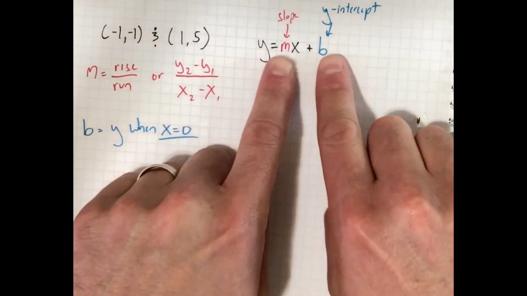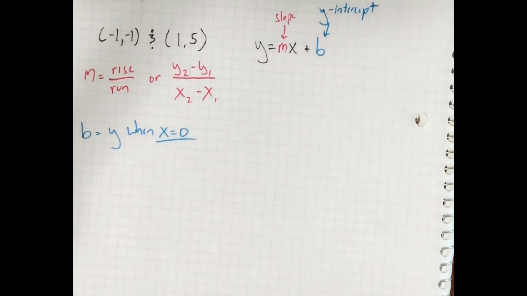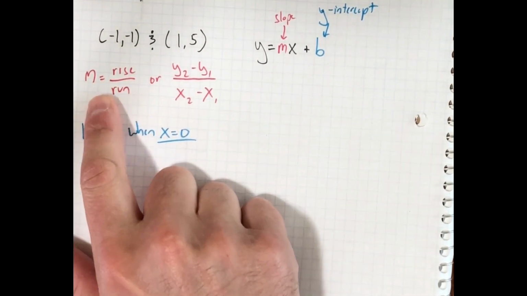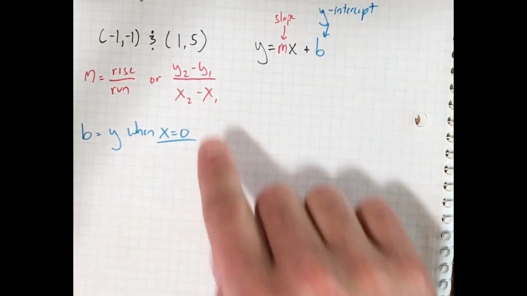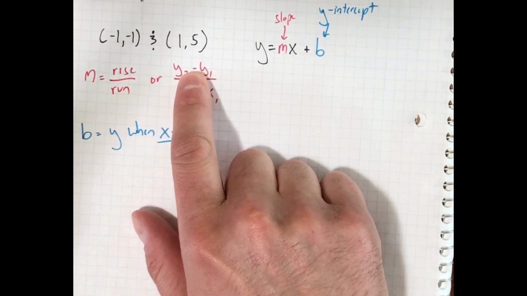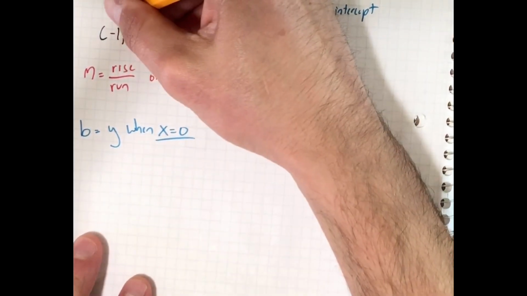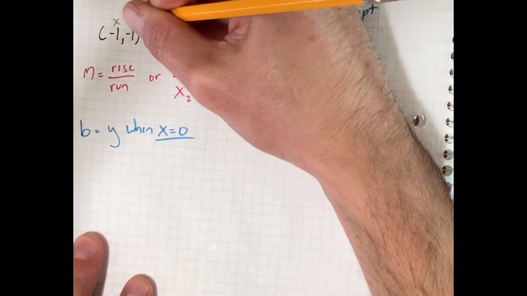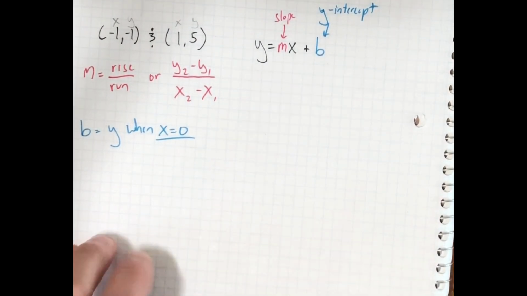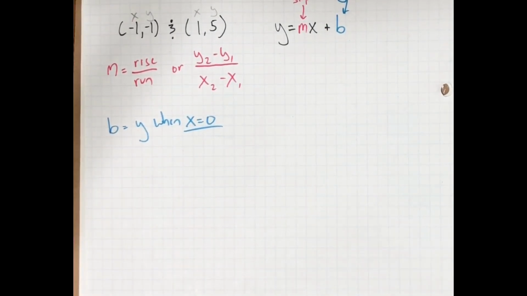Once I have both of these parts, I can write my equation that looks like y equals mx plus b. So firstly, the slope is the rise over the run, or you can use the slope formula here, where you subtract the y values, and then you subtract the x values. So I have x, and I have y and y. There's x values, there's my y values. So I'm going to go ahead and do that right here.